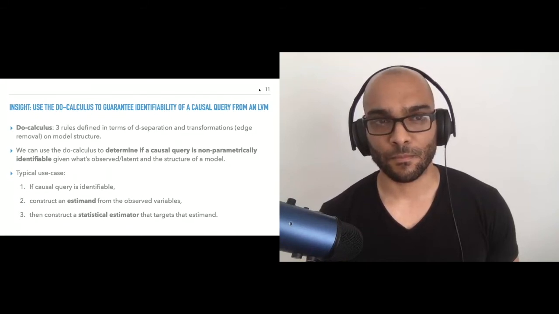The do calculus is three rules defined in terms of d-separation and transformations on the model structure, specifically removal of causal relationships. We can use the do calculus to determine if a causal query is non-parametrically identifiable given what's observed and what's latent in the data and the structure of a model. The typical use case is as follows. If a causal query is identifiable, construct an estimand from the observed variables, a statistical estimator that targets that estimand.